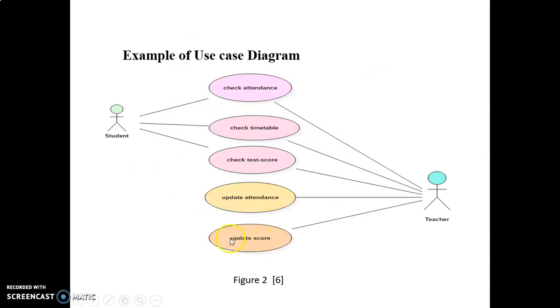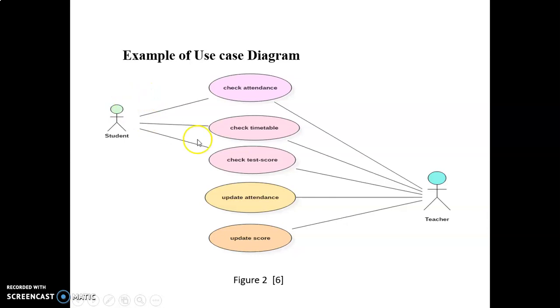See here, one example I have taken from the internet. Here student and teacher, two actors, are there. Using this use case diagram, I have told you that UML is a kind of pictorial representation. So here all the criteria have been used in the case of use cases. One use case could be defined as check attendance, check timetable, check test score, update attendance, update score. That means between teacher and student, these use cases could be applied. That's why these are taken as use cases.